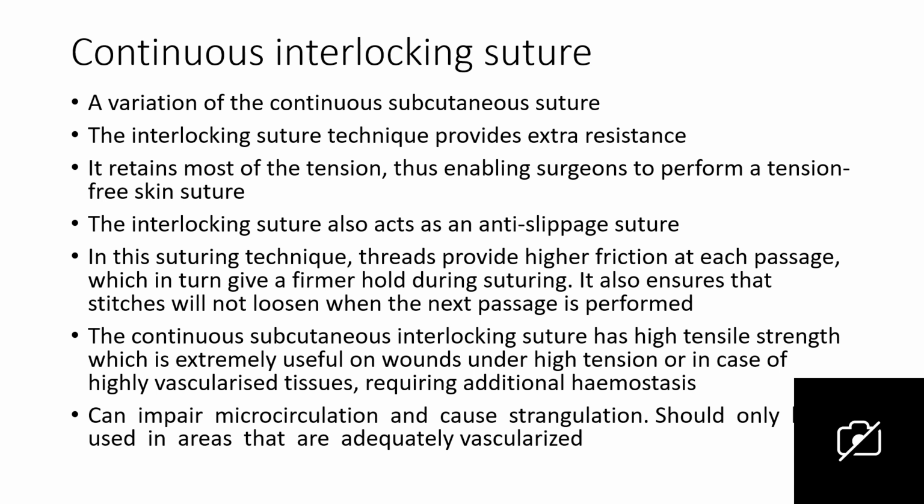In this suturing technique, threads provide higher friction at each passage, which in turn gives a firmer hold during the suturing. It also ensures that stitches will not loosen when the next passage is performed. The continuous subcutaneous interlocking suture has high tensile strength, which is extremely useful on wounds under high tension or in case of highly vascularized tissues requiring additional hemostasis.